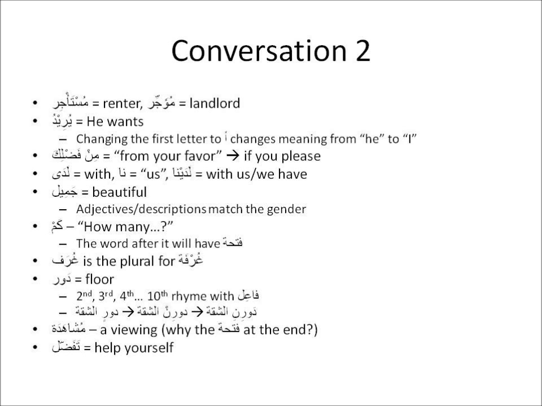So we see a new action, a new verb, yuridu. Yuridu means he wants. And al-mustajir, the renter, said ariidu because he's talking about himself. I want. And notice how the vowel didn't change, only the first letter changed. That is from ya to hamza.